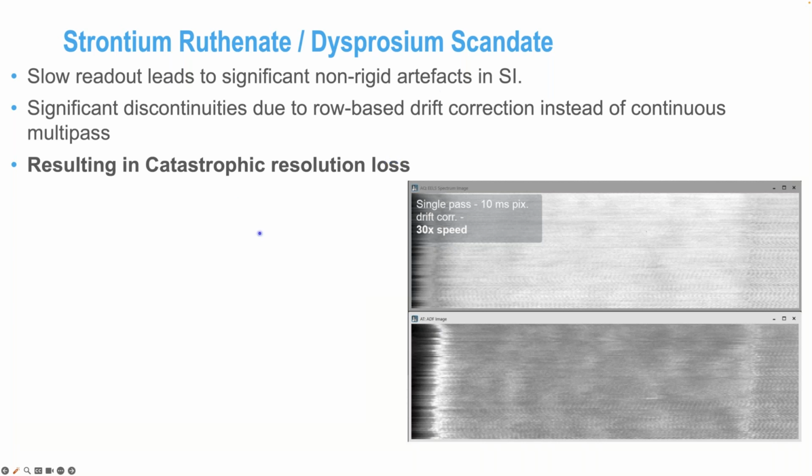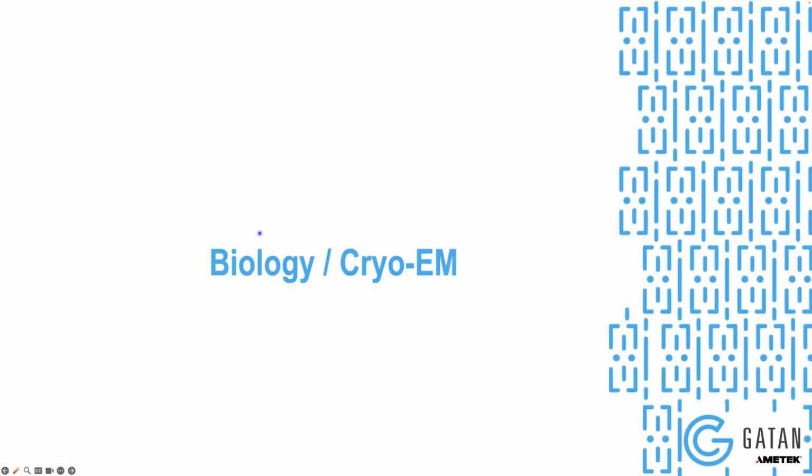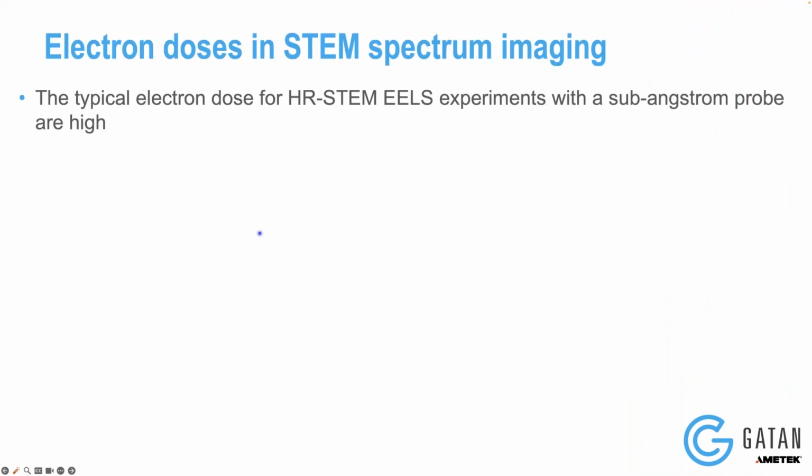Okay, so that's a lot of time I've spent talking about the strontium ruthenate dysprosium scandate, a materials science cryo-EM example, ending on this super high speed versus slow single pass acquisition. So let's stay in the realm of cryo, and we're going to switch gears and look at a bio-cryo example, so biology.